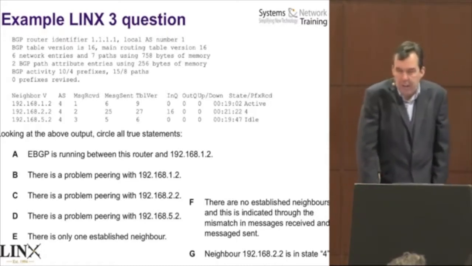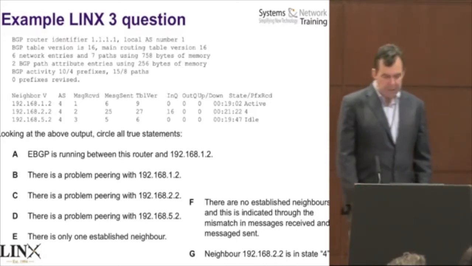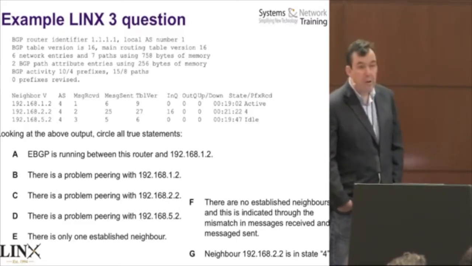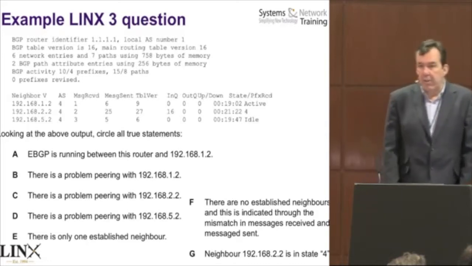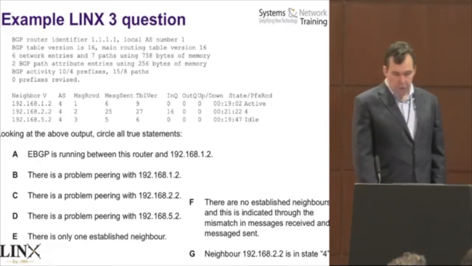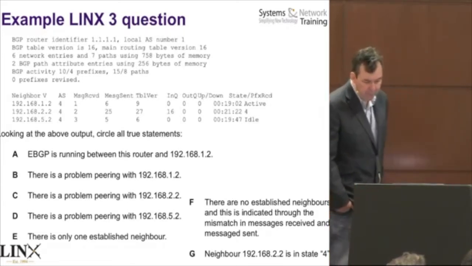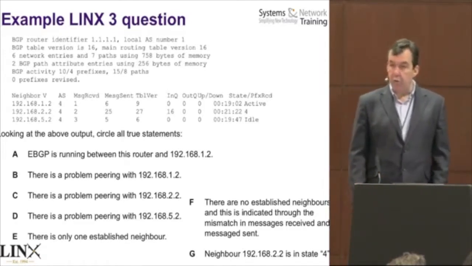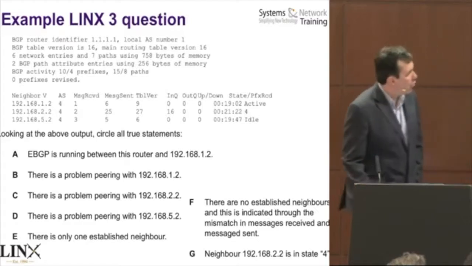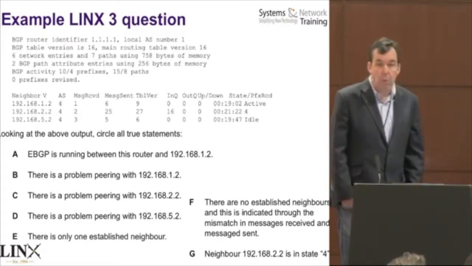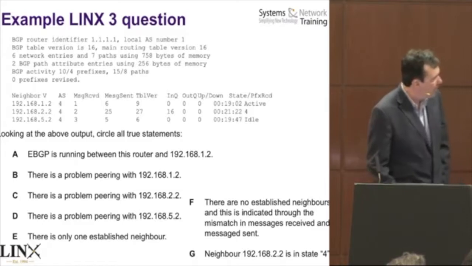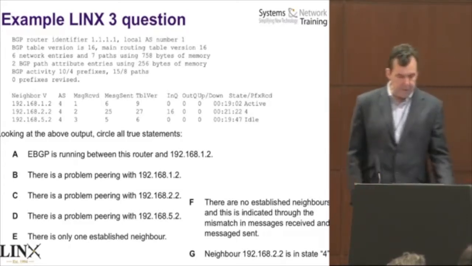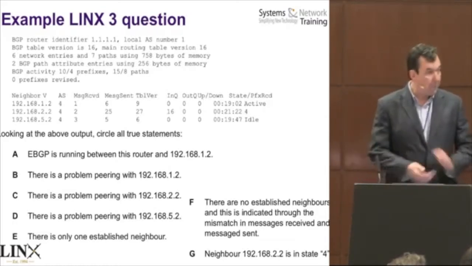LINX week 3 is all about BGP. You should know that eBGP is exterior BGP as opposed to interior BGP, so you should be able to work out whether A is true or false. You should be able to troubleshoot. So we should know whether active is good or bad. Always sounds good to me, that one, but it's not. So does anyone have the answer to that particular one?